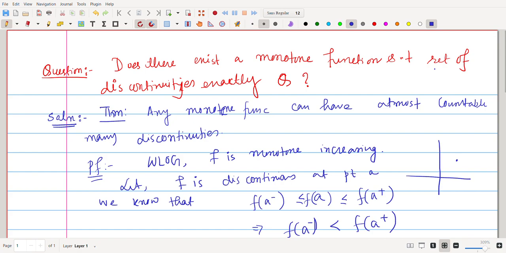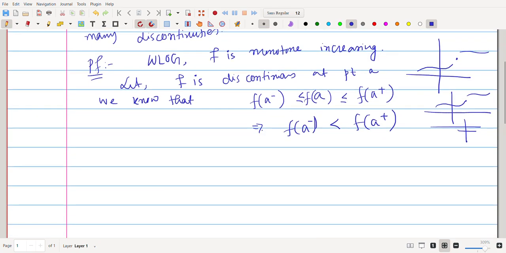Say it is discontinuous at this point. So the function can behave like this and then that, or it can have a left hand limit but not the right hand limit, or it can have a right hand limit but not the left hand limit. So ultimately the conclusion is this one, right?